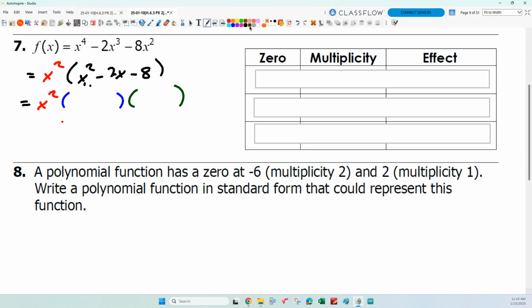So what does that factor into? I know I'm going to get an x and an x, right? What numbers multiply to negative 8 and add to negative 2? Minus 4 and positive 2. I think I got those colors backwards, darn it. So plus 2, minus 4. I think that'll match up. So what are my zeros? What's the zero of the red factor? 0. Okay.